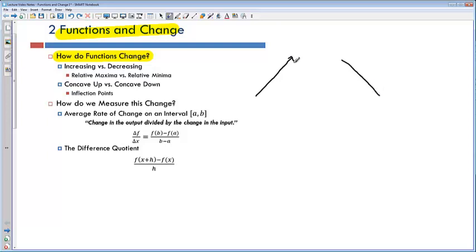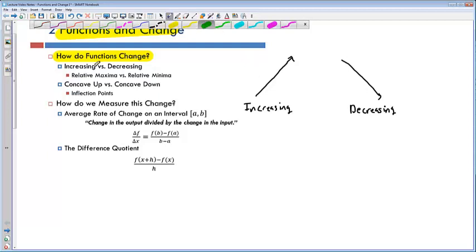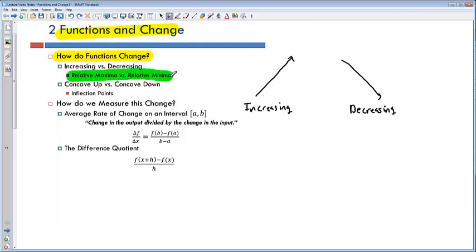When a function goes up, of course, we say it's increasing. When a function goes down, of course, we say it's decreasing. And we always read a function from left to right. After we understand increasing and decreasing, we can start talking about relative maxima and minima.